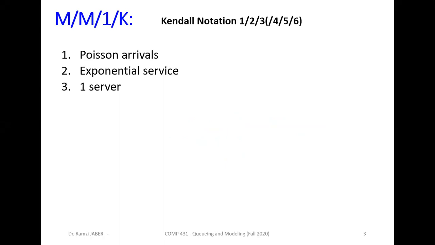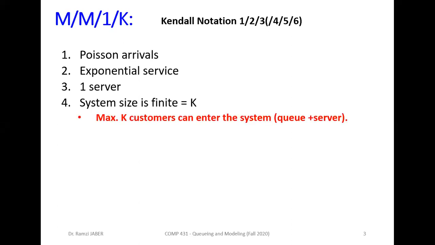MM1K, as a revision: the first M is Poisson arrivals, the second M is exponential service, the third is one server. Now we have K, so the system size is finite now. It's not infinite, it's finite equal to K. K is the maximum number of customers that can enter the system, queue plus server.